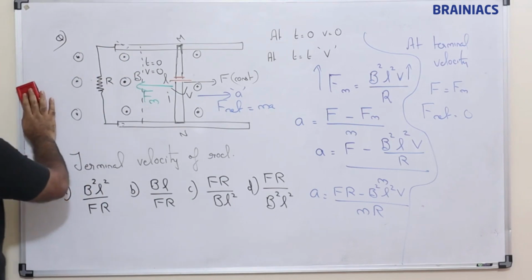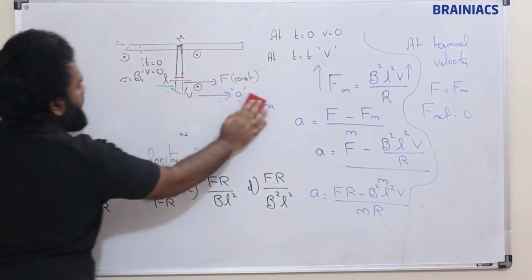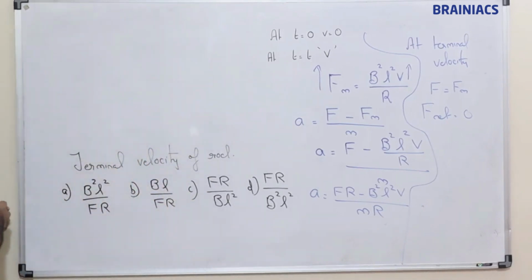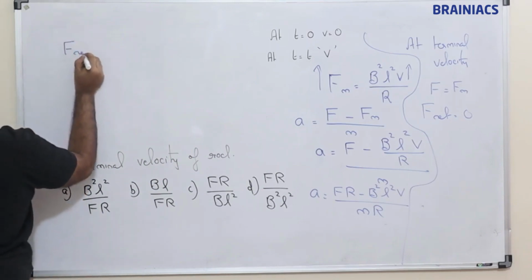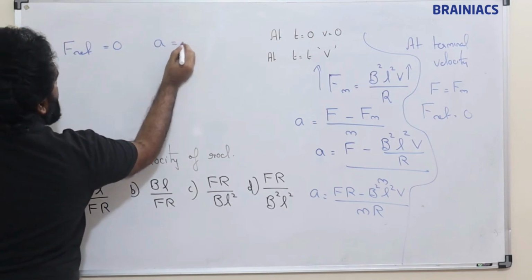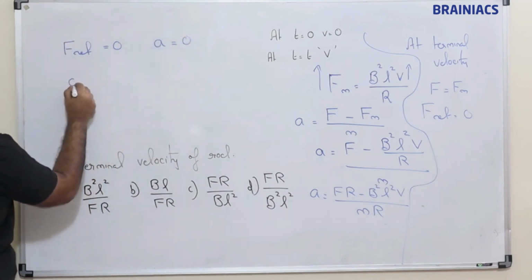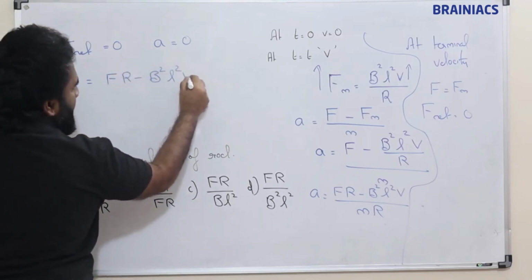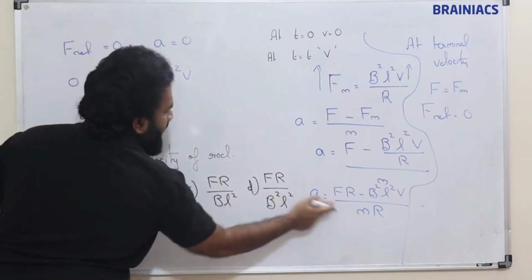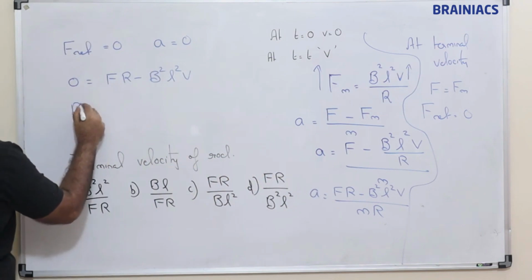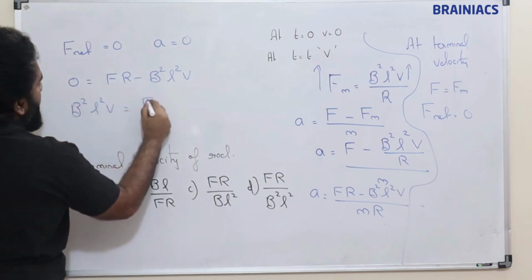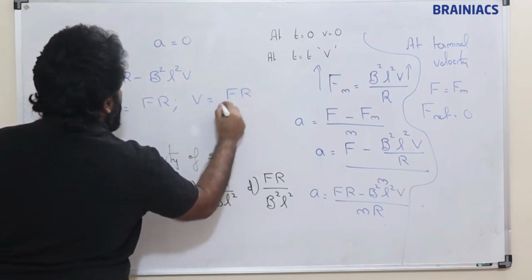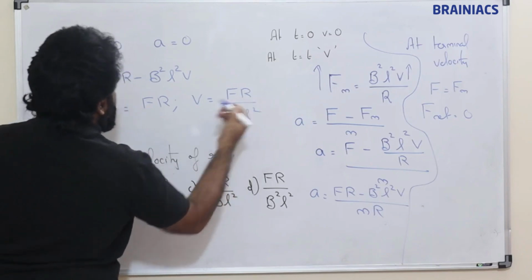You might have completed drawing, right? So I am erasing this. Okay, so F net is equal to 0. If F net is 0, then acceleration also will be 0. So I could write 0 is equal to F R minus B square L square V. This term will come to this side. So B square L square V is equal to what? F R, and we will be getting V is equal to F R divided by B square L square.